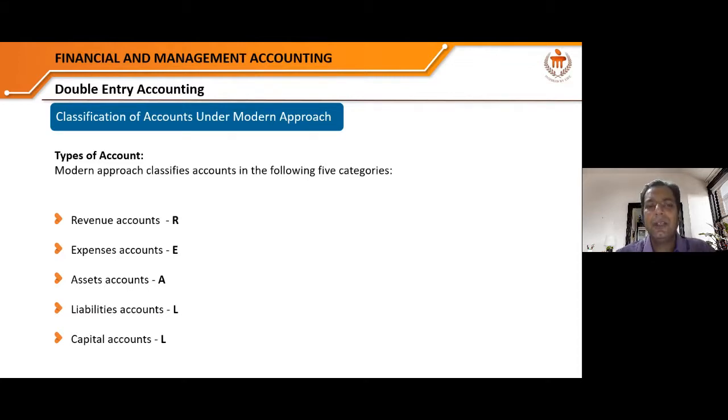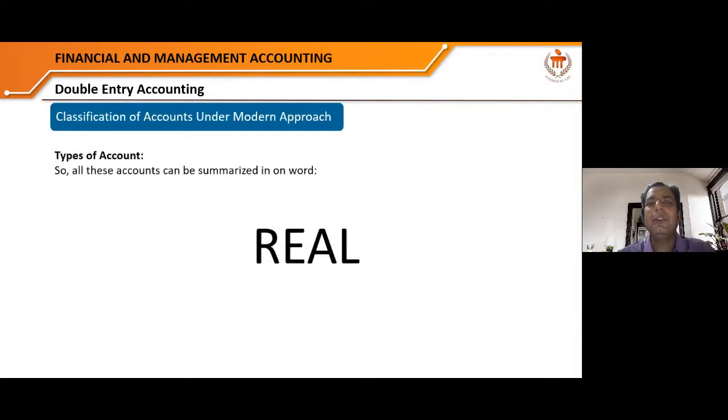Liabilities and capital get into one category of account, that is liabilities. So if we club all these into one word, we can say REAL. This is one word which has the whole accounting in it. To brief: revenue, expenses, assets, and liabilities. That's the modern approach.